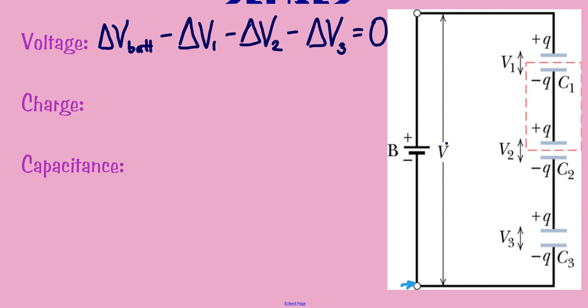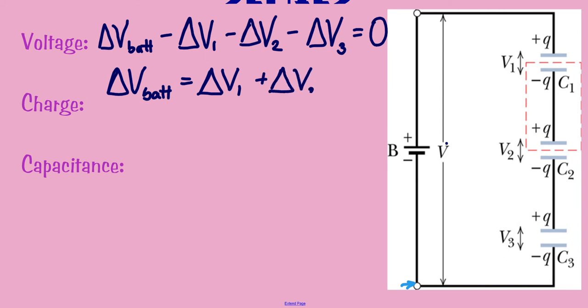Again, that was applying the loop rule, knowing that the potential difference through any closed loop in a circuit must be equal to 0. I could also rearrange this equation so that the voltage of the battery is equal to delta V1 plus delta V2 plus delta V3. So unlike last time, where each capacitor was required to have the same potential difference, this time the potential differences all add up to being the potential difference of the battery.